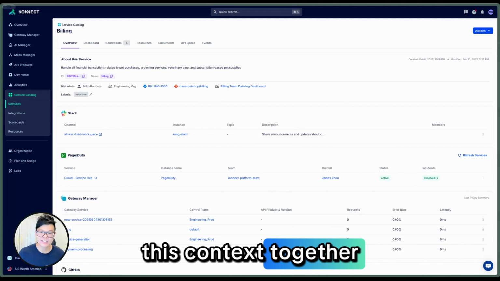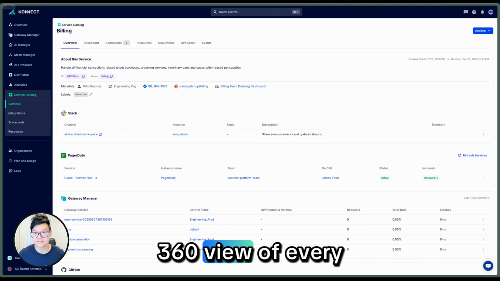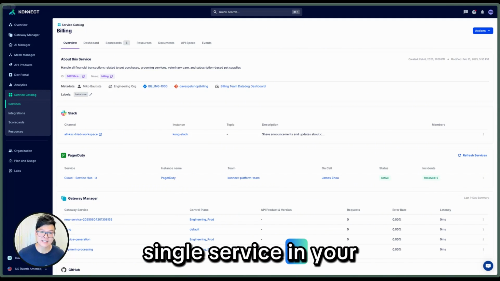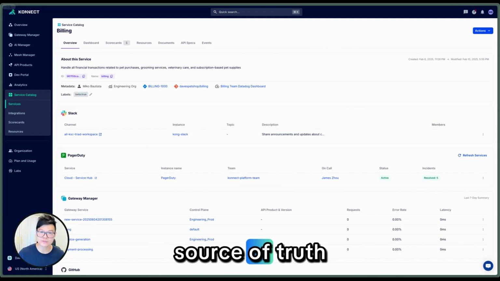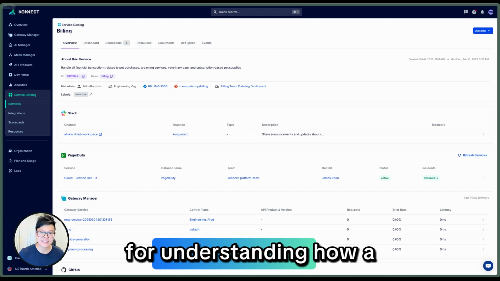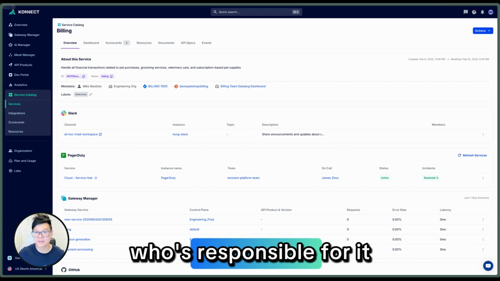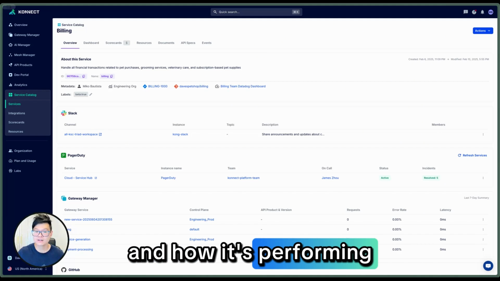teams who own them. By bringing all of this context together, Service Catalog offers a 360 view of every single service in your company. It becomes a single source of truth, a one-stop shop for understanding how a service works, who is responsible for it, and how it's performing right now.